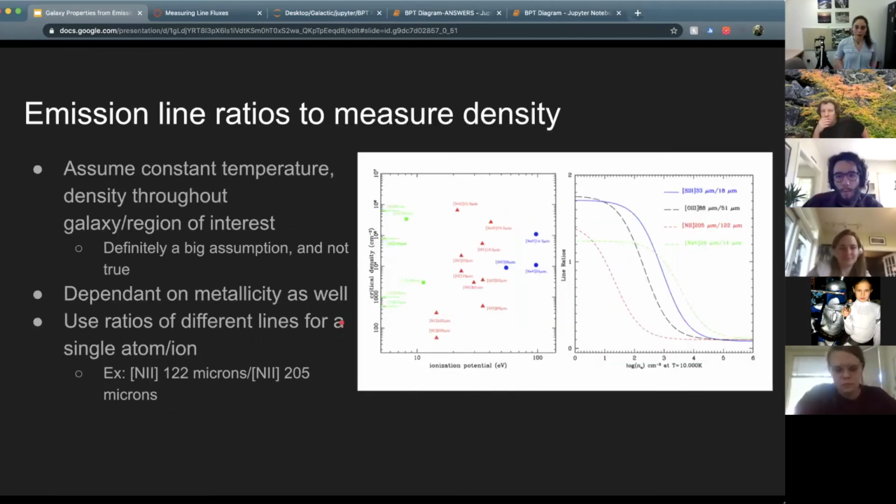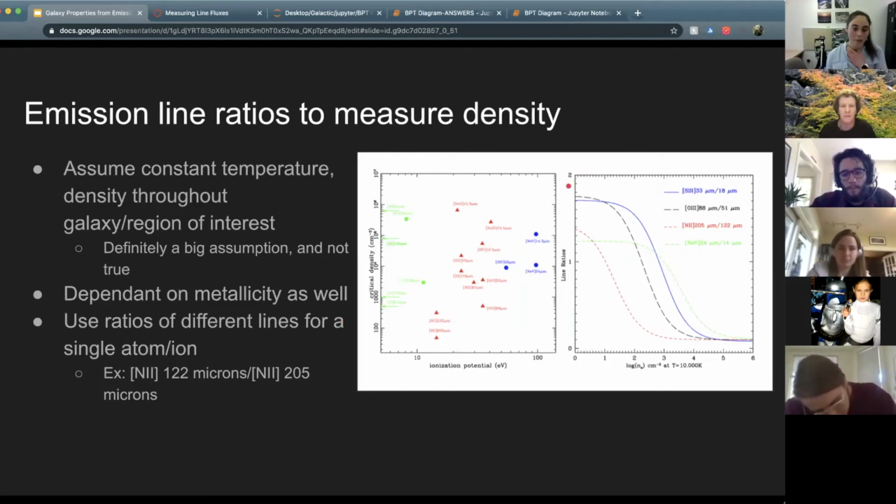So once you have your two emission lines, mostly the thing you're going to look at is the density in your ISM. This does rely on a fairly massive assumption that the galaxy or the region you're looking at is going to be at a constant temperature and density throughout your entire region, which is never going to be true. But that is, again, kind of the best we can do with the resolution we have.